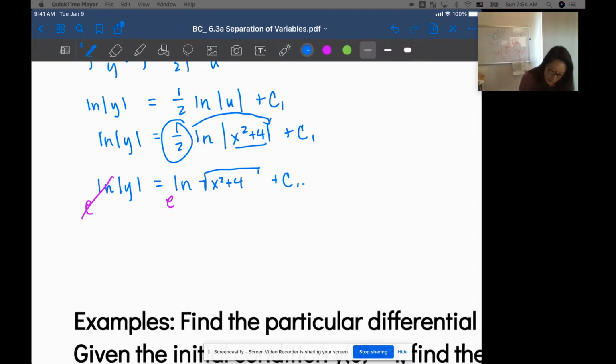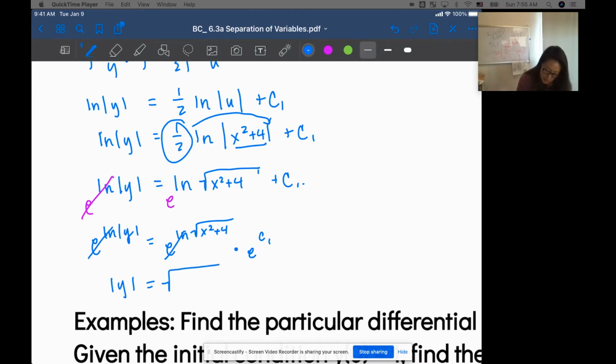Okay, so this is e to the ln absolute value of y is equal to e to the ln of the square root of x squared plus 4 times e to the c1. Adding the exponent multiplies the bases. So I get the absolute value of y, because the e's and the ln's will cancel, equals the square root of x squared plus 4 times e to the c1. We can just call that c2 because it's a constant.